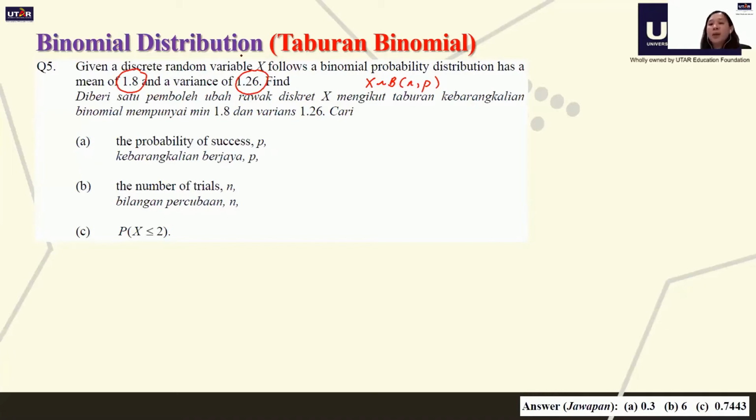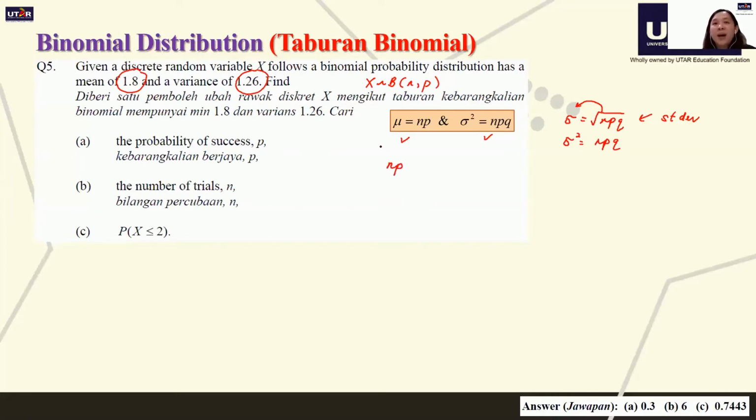Let's go back to the formulas. This is the mean formula, and this is the variance formula. Remember just now we had sigma as the square root of npq. That is for standard deviation. If we move the square root over, it's like squaring both sides, so we have sigma squared equals npq. So in this case, I will write it one more time.